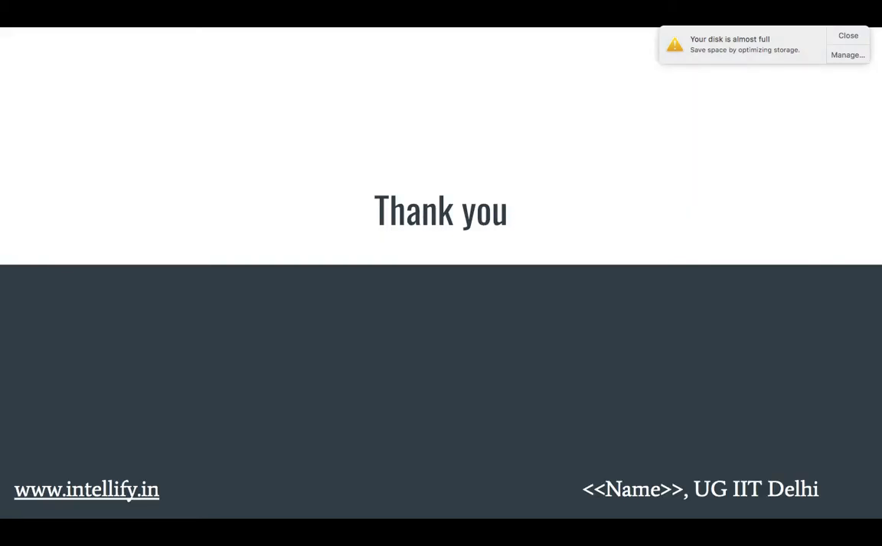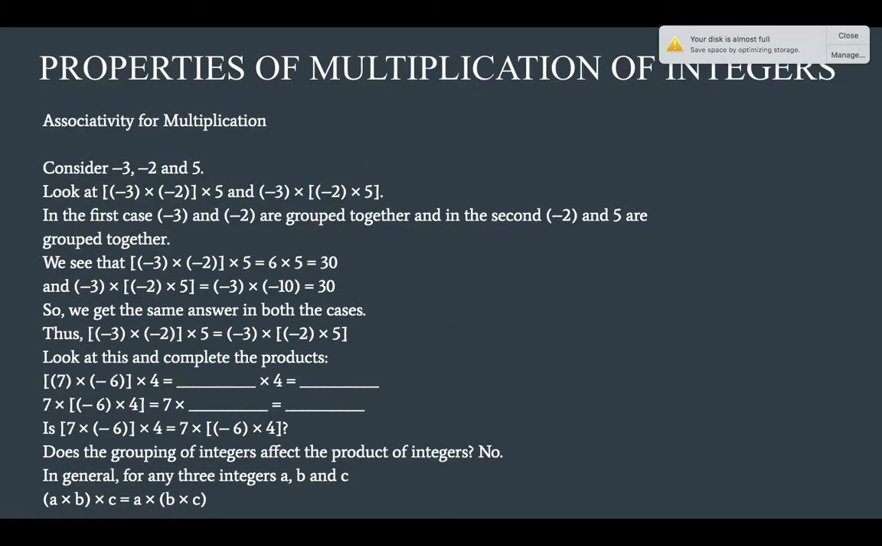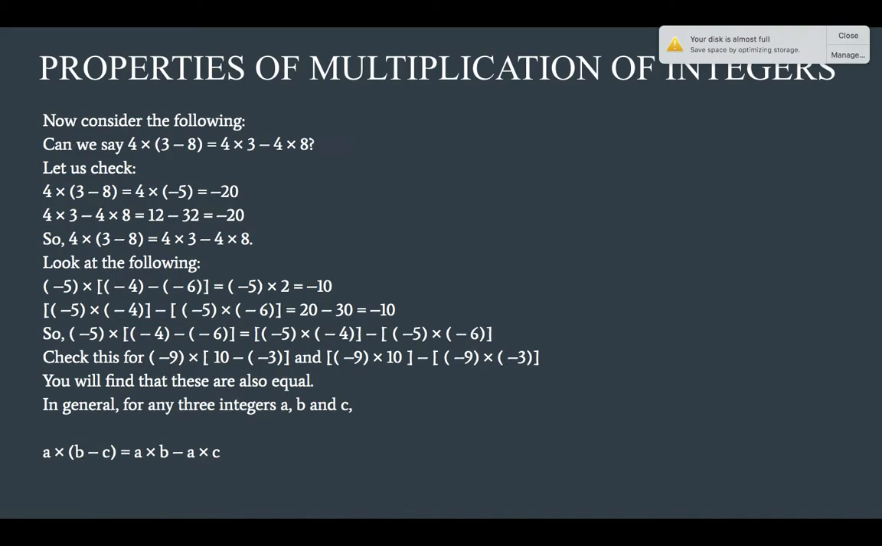Okay, so how much do we have? We have multiplicative identity, then we have associativity, and then distributive property, and then we have some examples, and then done.